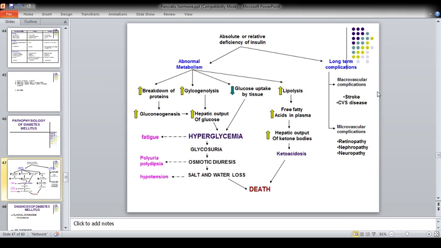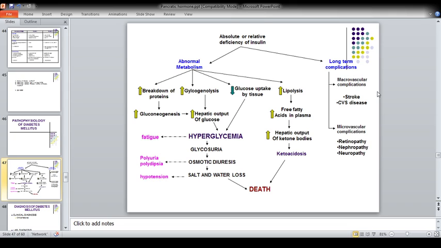If more urine is being produced, there would be more excretion of salt and water in the urine. That could cause hypotension or decreased blood pressure. And this hypotension, if severe, can lead to hypovolemic shock, and then death.